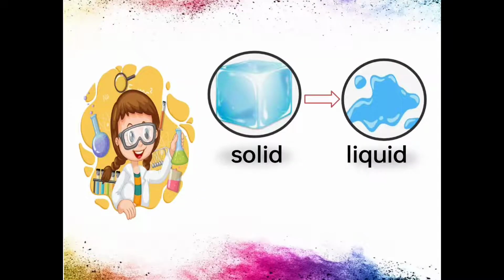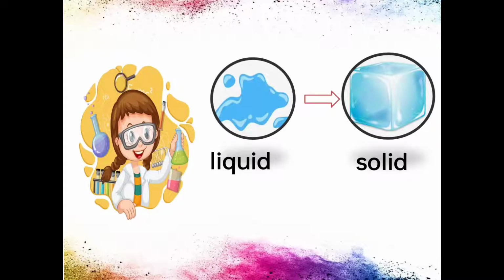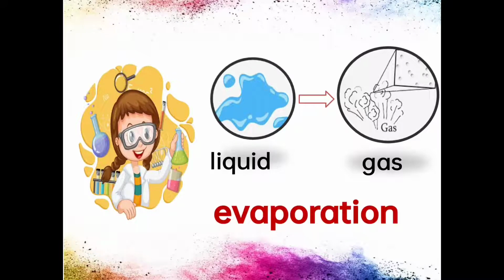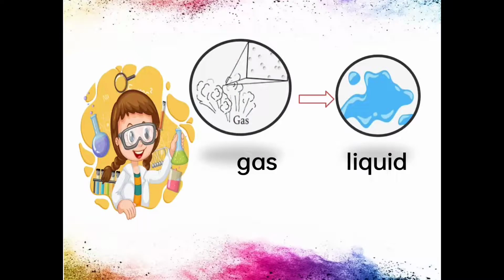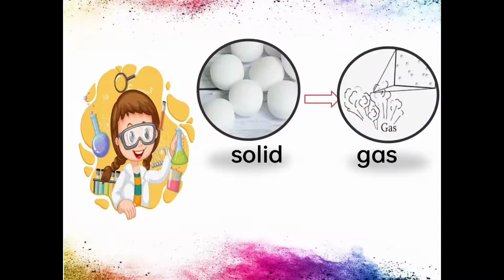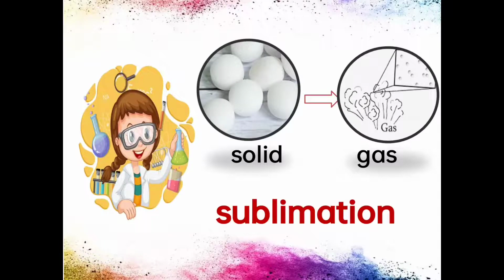Solid, when heated, turns into liquid through melting. Liquid can turn into solid when cooled through freezing. Liquid can turn into gas when heated through evaporation. Gas can turn into liquid when condensed through condensation. Solid can turn into gas when heated through sublimation.